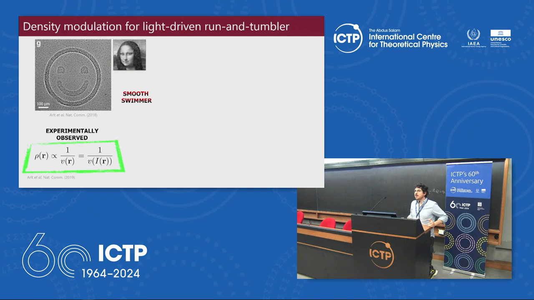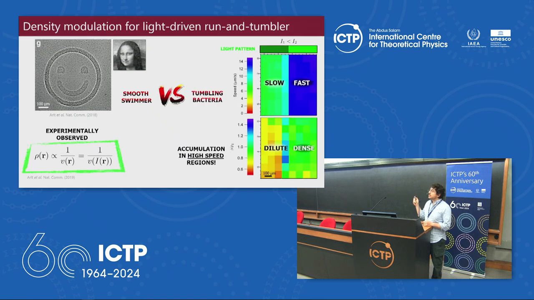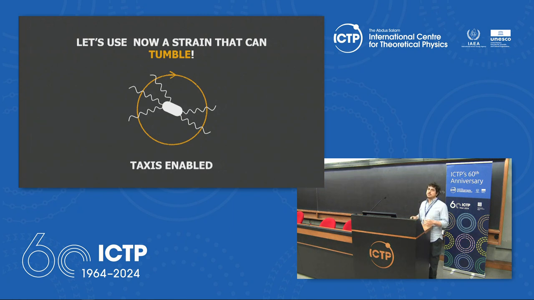Usually, bacteria run and tumble. They go straight, and then sometimes they tumble and reorient themselves in space along another direction. What they observed is that by expressing proteorhodopsin in tumbling bacteria, rather than accumulating where they go slow, the bacteria accumulate where they go fast. So what is happening here? Now I'm going to speak only of bacteria that can also tumble, so they have some form of taxis.